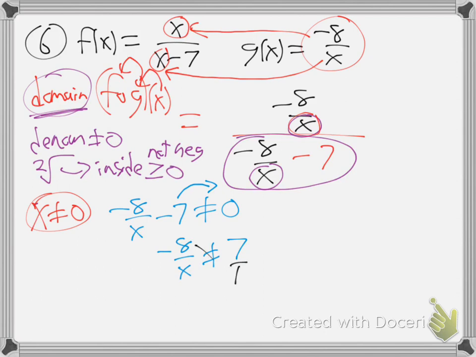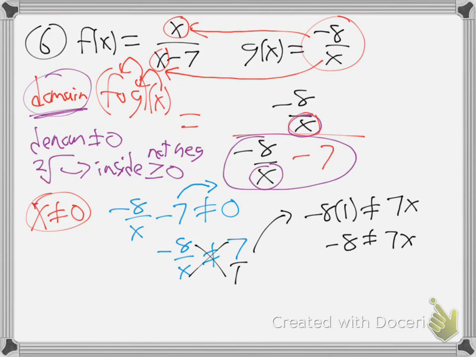Put that over 1 and go diagonal, diagonal. Remember, cross multiply is a pretty nice way to do that. So I'll bring it over here. So we get minus 8 times 1 not equal to 7 times x. That means minus 8 not equal to 7x. Divide by 7. And then divide by 7.